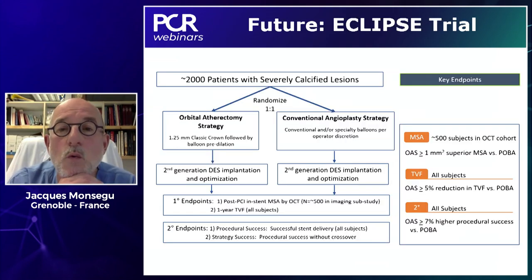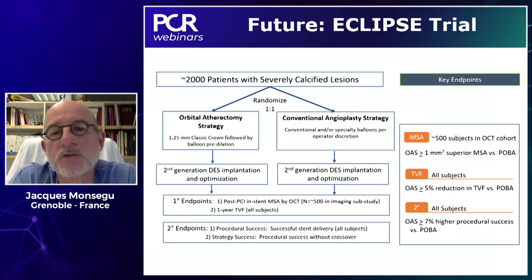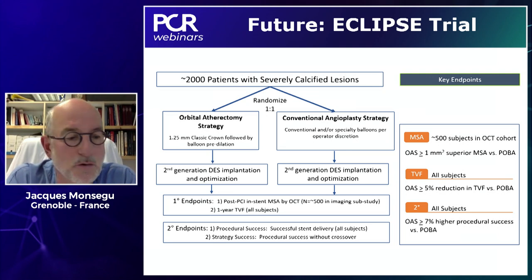And now we are waiting for the future, the Eclipse trial. It's a randomized study comparing orbital atherectomy strategy to conventional antibiotic strategy. And we are waiting for the result. Probably next year we have the result of this study.